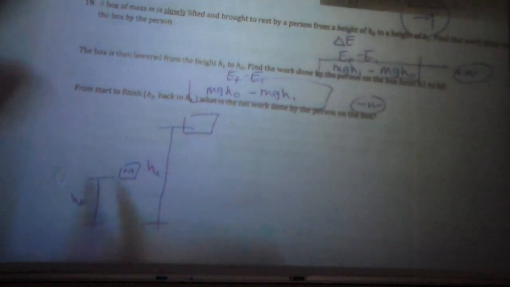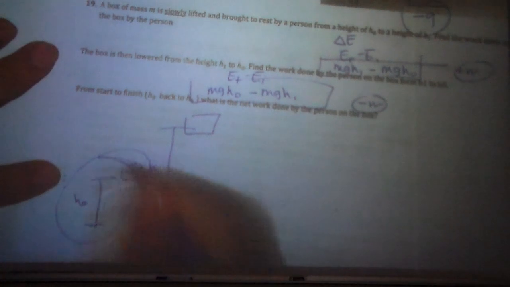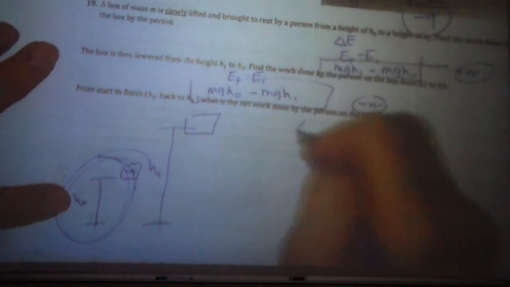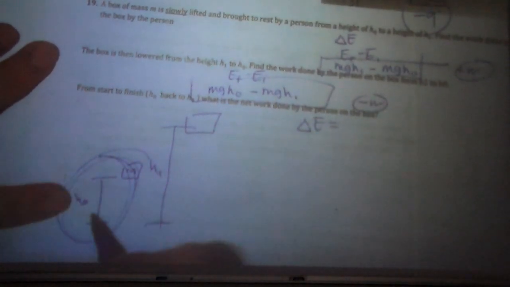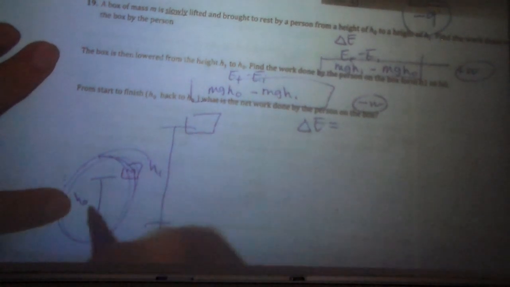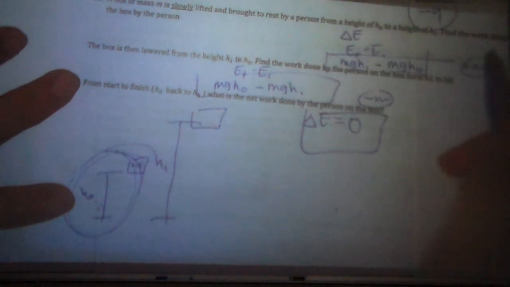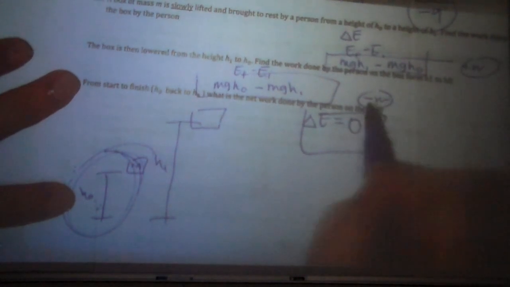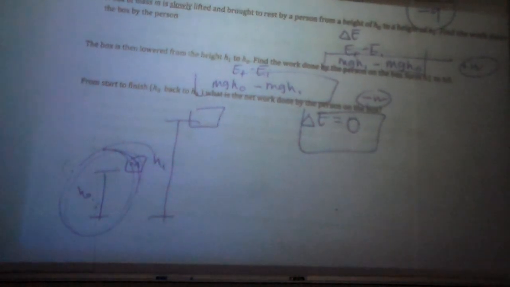Now, from start to finish, so here back to here, the work done would be the change in energy, which would be mgh0 minus mgh0, which is 0, because you're back where you're starting. So see how I did positive work and I did just as much negative work, so overall you did 0 work. Those cancel each other out.